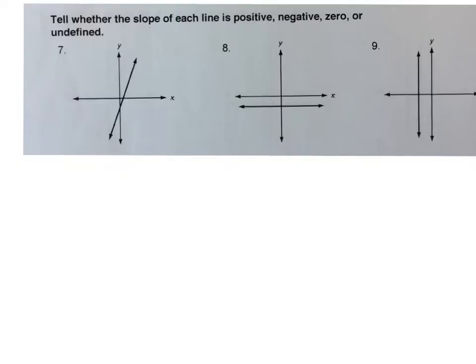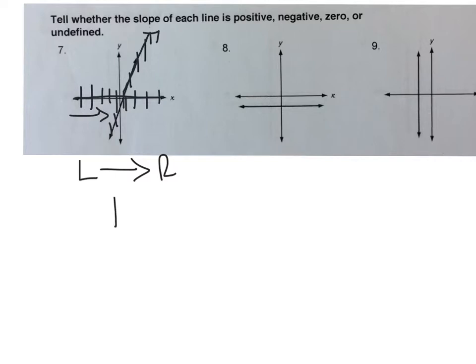Now, in this particular case, tell whether the slope of the line is either positive, negative, or undefined. Remember, we read from left to right. So as I move along this way, notice as my x's increase, what's happening to the y values? Well, my y values are increasing. Even here, as I'm moving this way, my y values are increasing as I move to the right. So this is a positive slope.